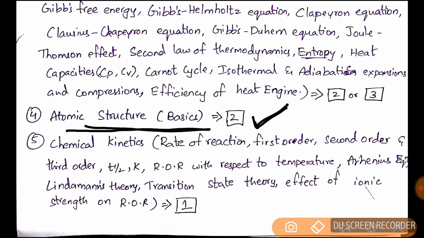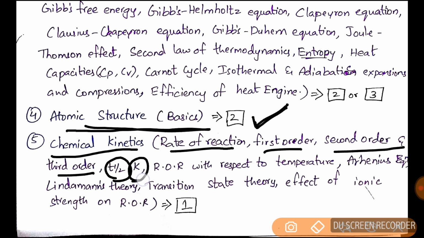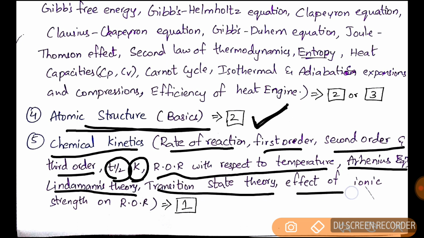And there is chemical kinetics. In chemical kinetics: rate of reaction, first order, second order, and third order, t half, calculation of t half, calculation of rate constant, rate of reaction with respect to temperature, Arrhenius equation, Lindemann's theory, transition state theory, effect of ionic strength on rate of reaction. So from chemical kinetics, you can expect 1 question, guys.